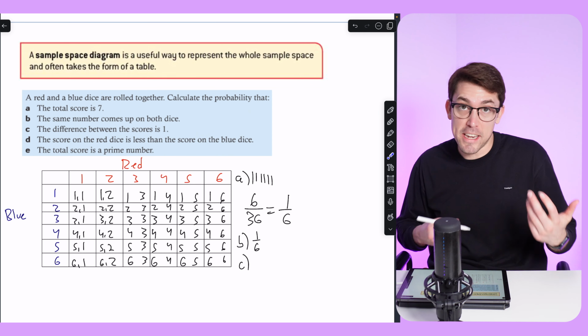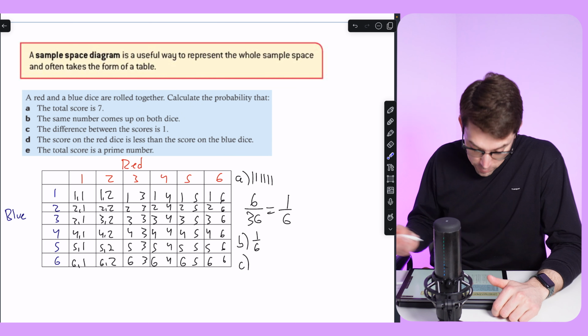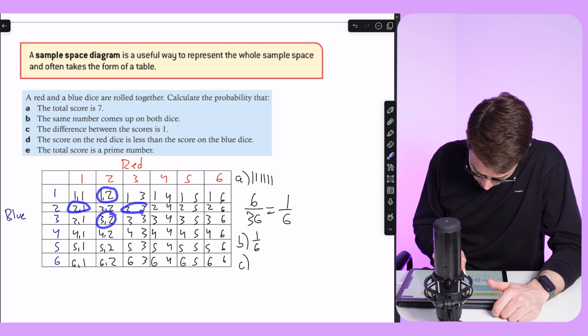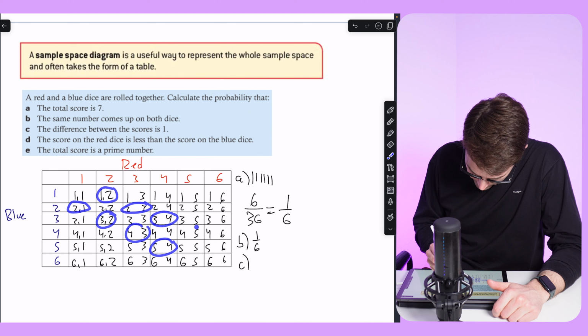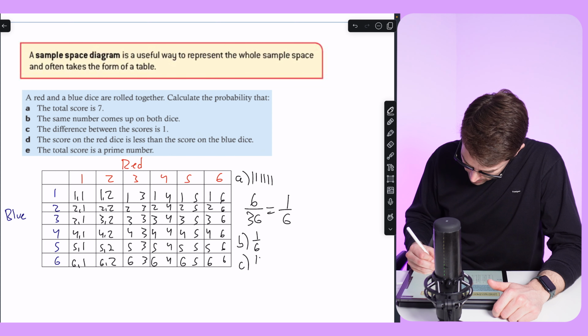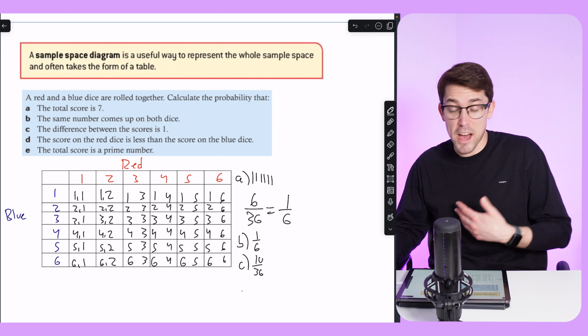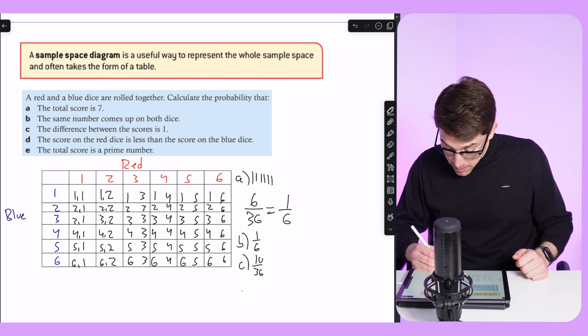I'm just going to be like, hey, any difference, absolute value kind of thing, is 1. So I'd have 1 and 2, 3 and 4, 5 and 6, 7 and 8, 9 and 10. That's going to give me 10 out of 36. Again, it depends if you need to simplify, or if you want to divide it into your calculator and get an answer.